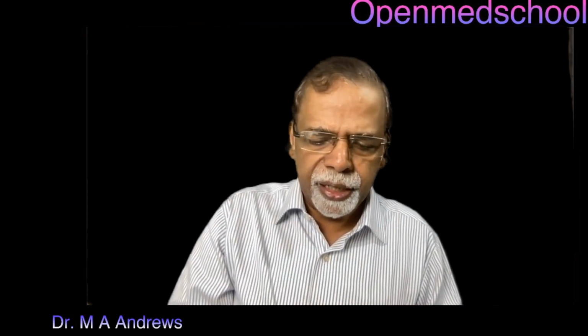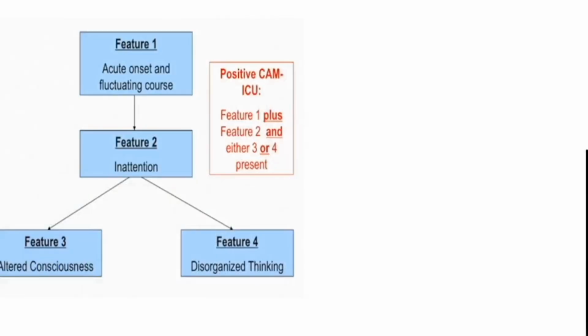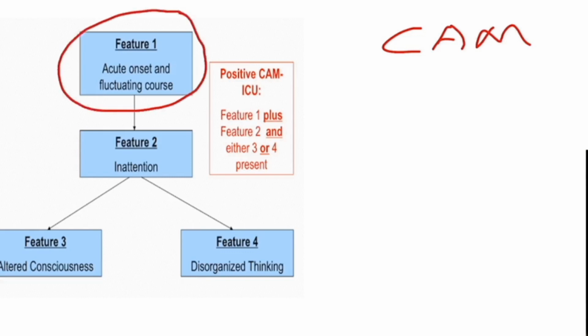So even though these criteria are clear, how to establish it? There is a simple method called the Confusion Assessment Method, that is called CAM. This is mainly for ICU patients, but you can apply it in any sick patient. First feature is acute and fluctuating in course. Second, as mentioned, it is an attentional deficit.